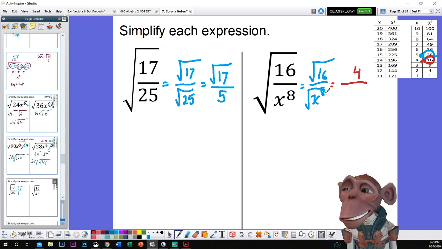Next, x to the 8th power. Remember, if it's an exponent, we divide by 2. So 8 divided by 2 gives me 4. So that's an x to the 4th. Notice again, it's outside the root because I already divided by 2.